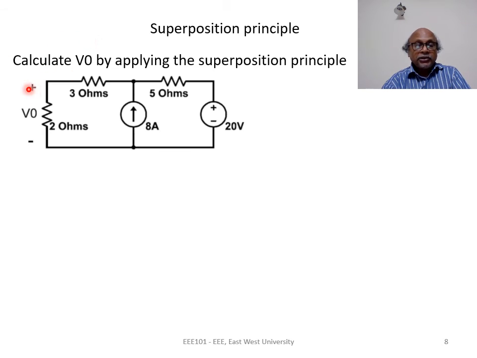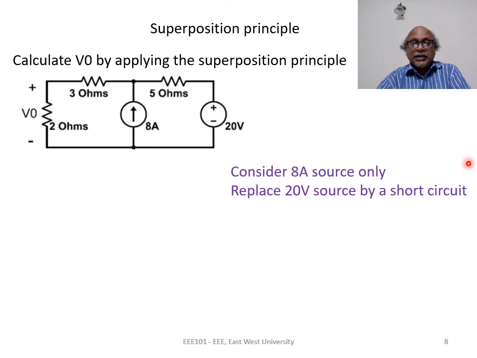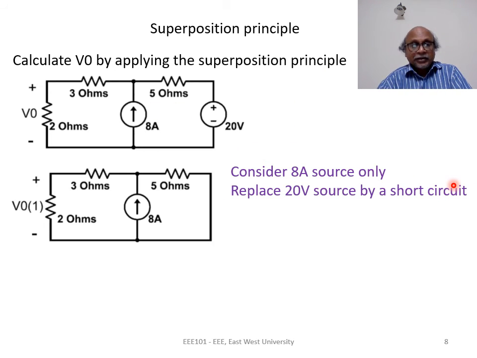We want to calculate the voltage V0 across the 2 ohm resistance using the superposition principle. We have two independent sources, the 8 ampere current source and the 20 volt voltage source. Let us consider the contribution from the 8 ampere source first. We will have to deactivate the 20 volt voltage source by a short circuit. Then the 20 volt source is replaced by a short circuit and we call the voltage across 2 ohms V01. V01 is the contribution of the 8 ampere current source only.